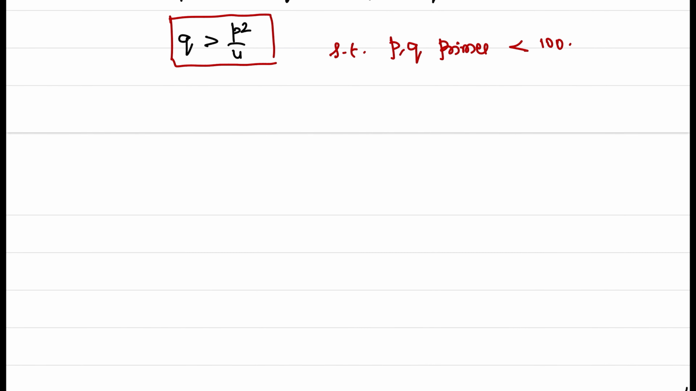And it should be a prime. And P should be less than 100 and it should be a prime. That is the condition. Now let us try to find out the choices. How many ordered pairs?